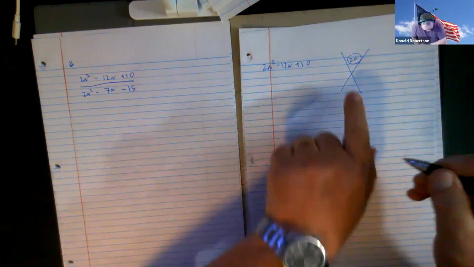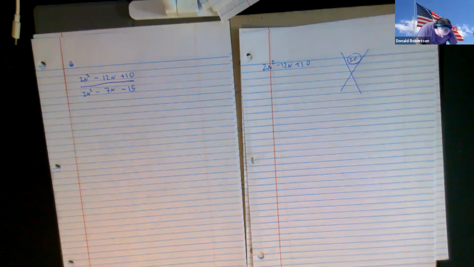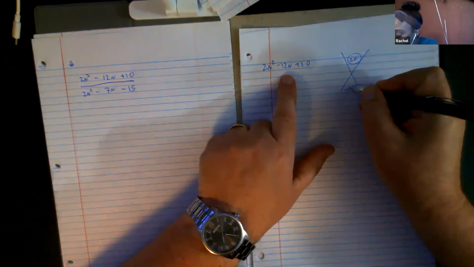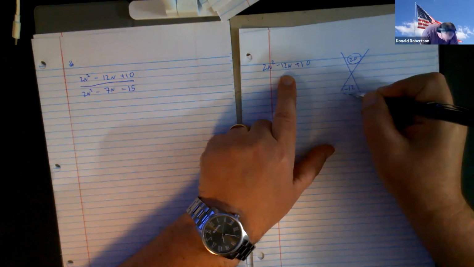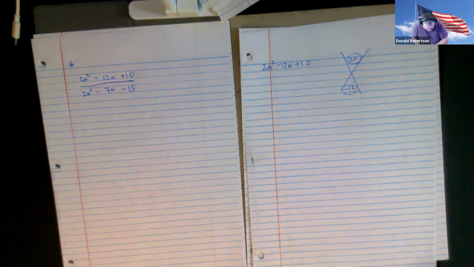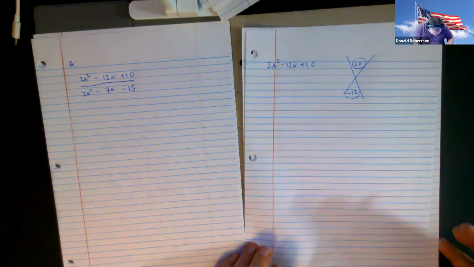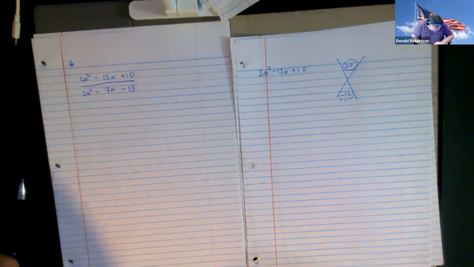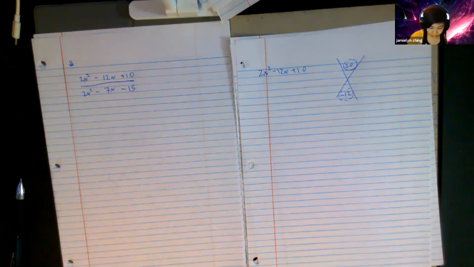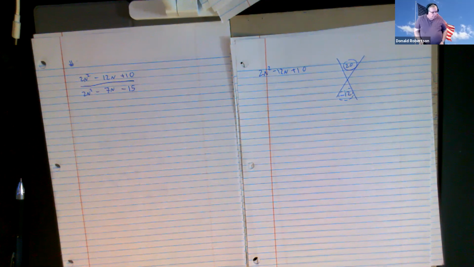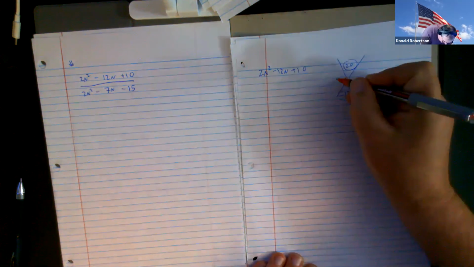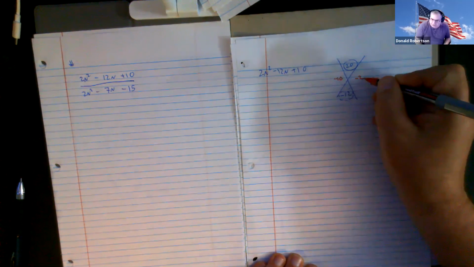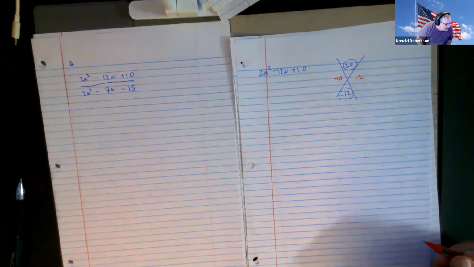What goes below then? 12, and a negative as well. Make sure the sign, if it's there, gets used. So aren't I looking for 2 numbers that multiply together to give me 20, but when I combine them, I get negative 12? It'll be 10 and 2, and both of them are going to be negative numbers. So I'll put a negative 10 and a negative 2.